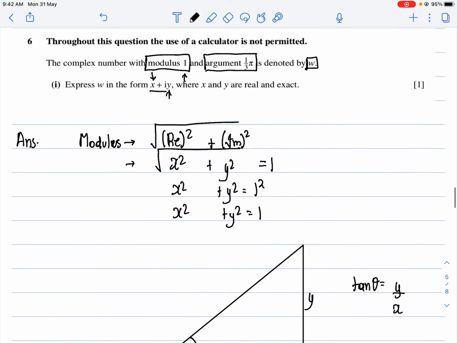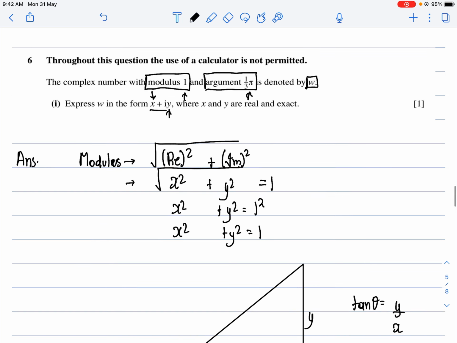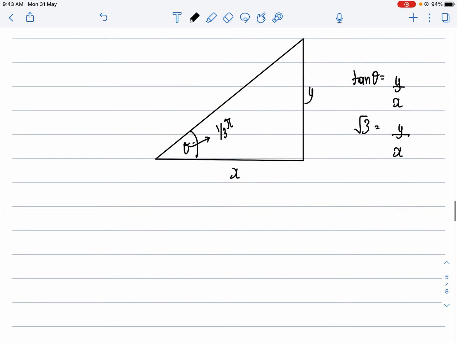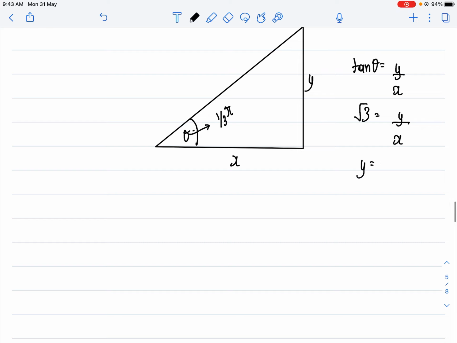Now I know my theta is 1 over 3 pi. So that's basically tan of 1 over 3 pi, which in degrees is tan 60. So I get root 3 equals y over x. Correct? So I can say that my y is equal to root 3 x.